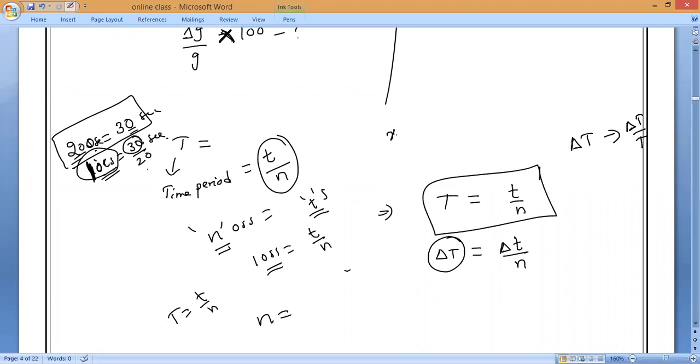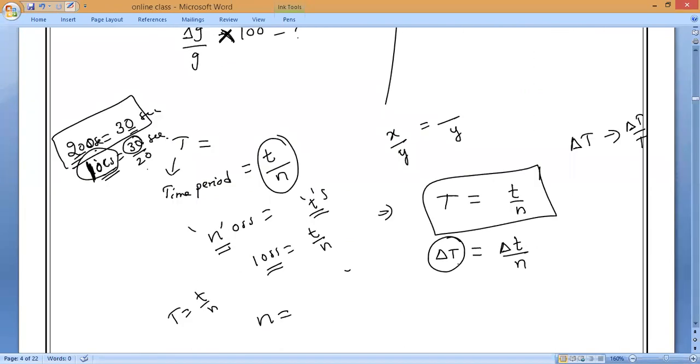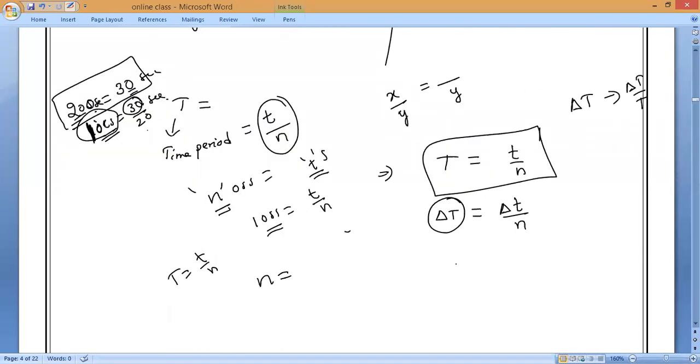In mathematics, suppose I have only x but I want x by y, then what can I do? Both sides I can divide with the same y. Is it right or wrong? Yes, sir. In the same way, in the given format I have only delta T, and I want to make it delta T by T. Then what should I do? I want to divide both sides by T. Is it okay?